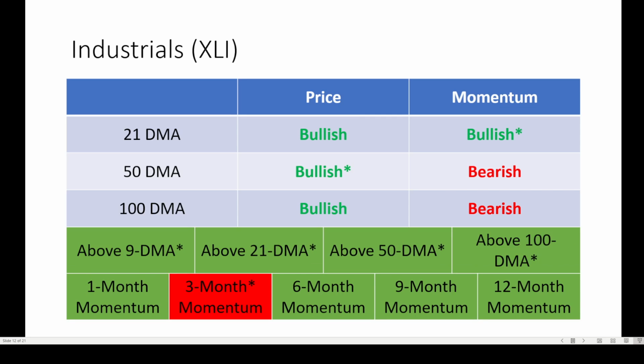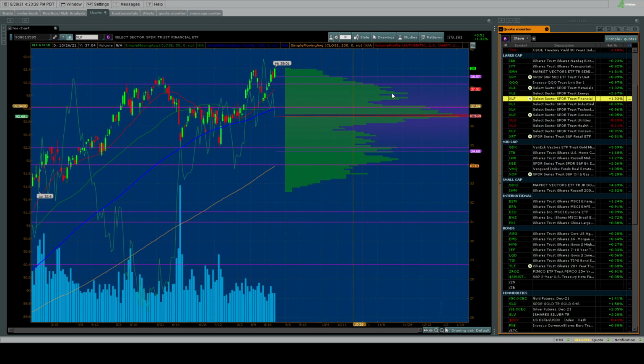Price now flipping bullish across the board. Momentum on the 21-day flipping bullish, back above all the key moving averages again. Not a surprise, we should see this following the S&P 500. 3-month momentum flipped to negative and falling. Let's just take a quick peek at XLI.